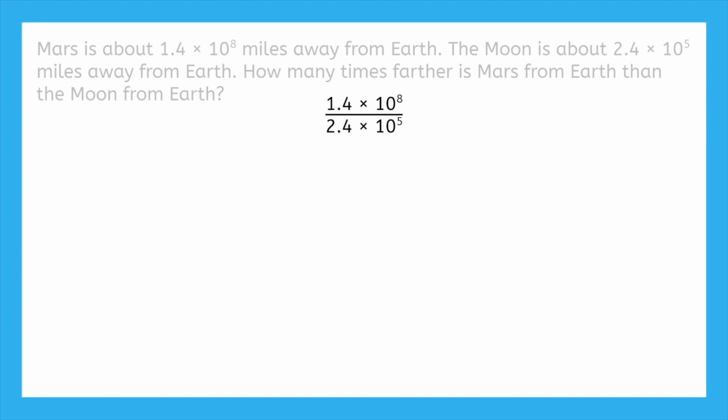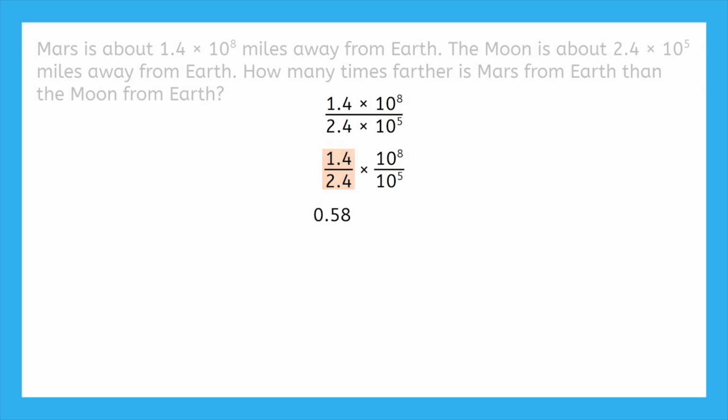We can break this expression into two parts, just like when we multiplied. First, divide the coefficients, 1.4 over 2.4. Then divide the powers of 10, 10 to the 8th over 10 to the 5th. These two fractions are multiplied since scientific notation is written as a coefficient times a power of 10. Dividing the coefficients, we get about 58 hundredths, rounded to the nearest hundredth.